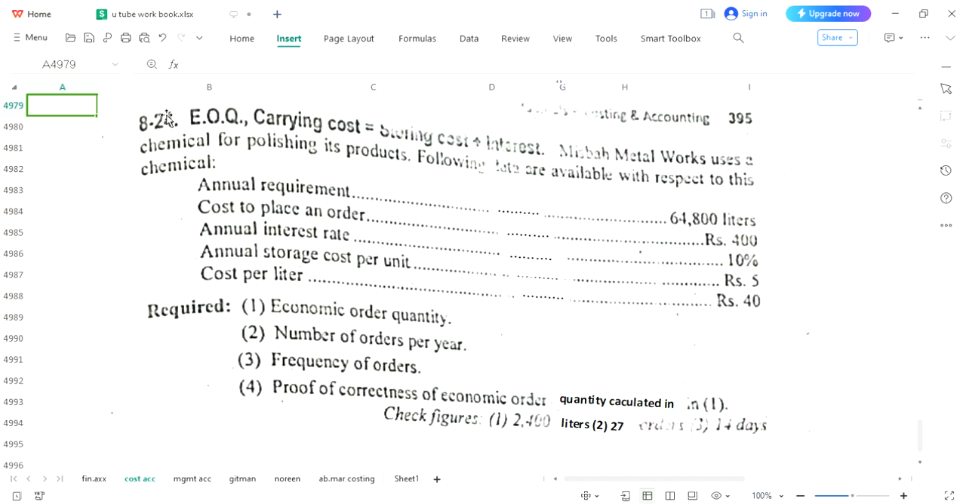Economic order quantity is the most economical number of units to be ordered, with which we will save our cost and increase our potential profit if we give orders according to the calculation of economic order quantity. That would be the most economical order. So from this chapter, we will learn how to give an order.